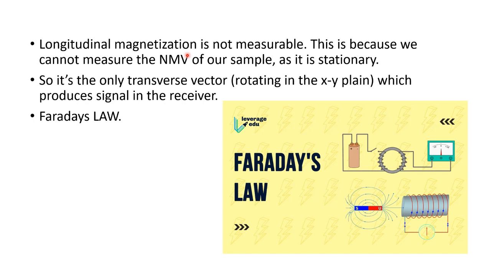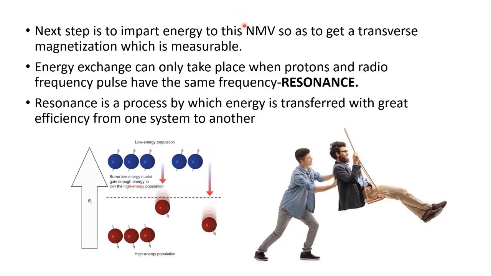So what we have to do is shift the magnetic field from the longitudinal direction to the transverse direction in the XY plane. How do we do that? We do that by giving external energy which excites the protons to shift their main magnetic field from the longitudinal axis to the transverse axis. The process by which an external radio frequency pulse is given to the hydrogen atoms is called resonance.